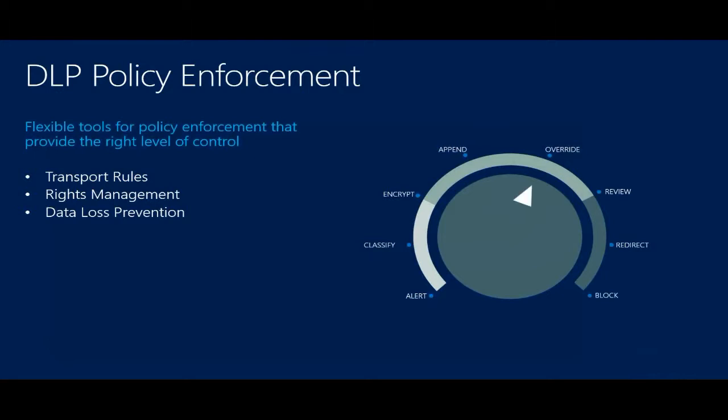You can also give them the ability to override that policy, as we saw in the demonstration, and give a business reason why they have to send it, or you can really lock it down tight and block them from actually sending out any of this data, whether it's an attachment or part of the email.